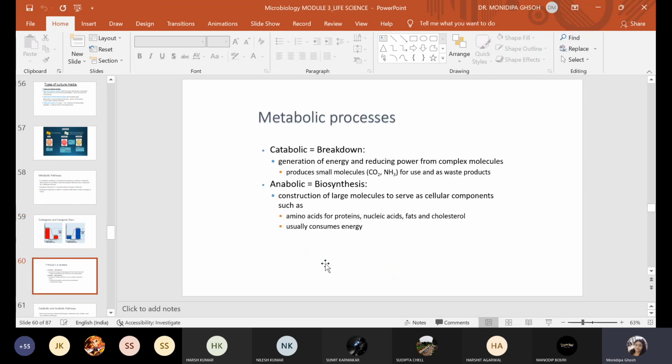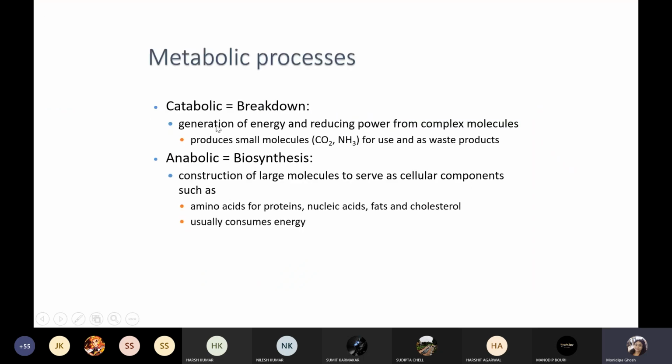Now, the metabolic processes, that is catabolism and anabolism. What is this? The catabolic reaction is the breakdown, the generation of energy and reducing power from complex molecules. It produces small molecules for use, or as a waste product. The anabolic reaction is the biosynthesis. It is creation, whereas the other is the breakdown.